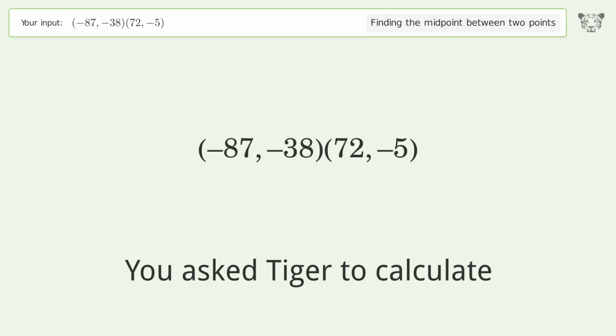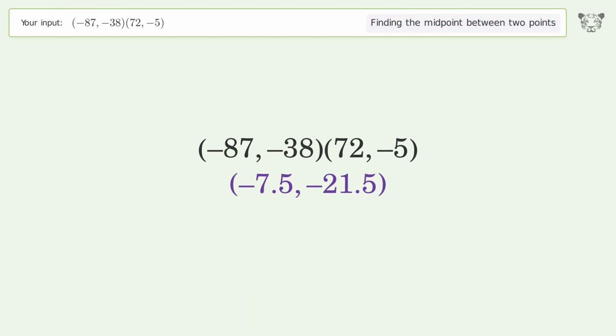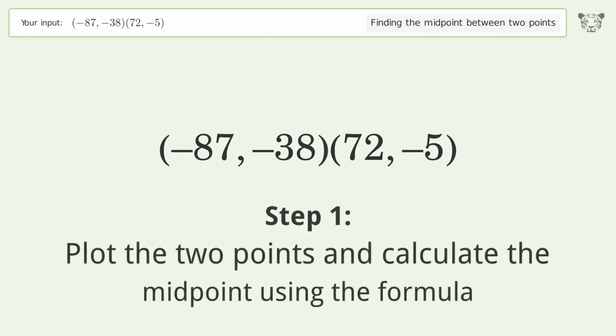You ask Tiger to calculate. This deals with finding the midpoint between 2 points. The midpoint between the 2 points is -7.5, -21.5. Let's solve it step by step. Plot the 2 points and calculate the midpoint using the formula.